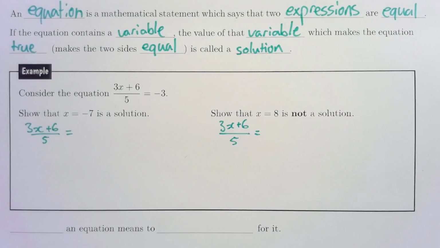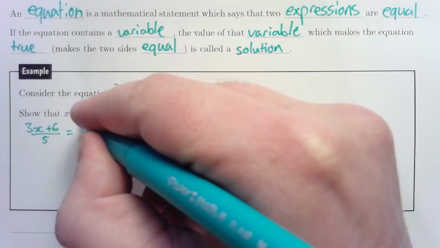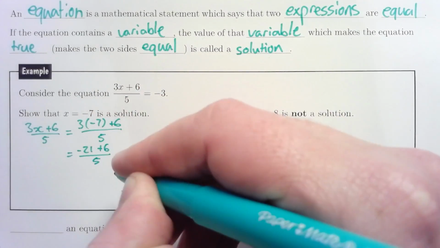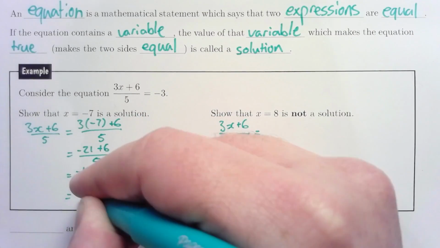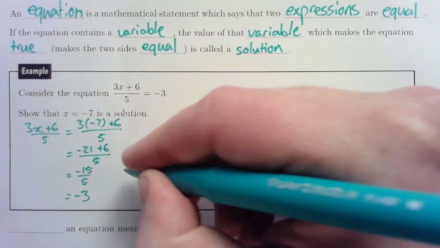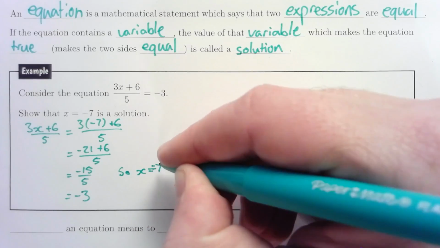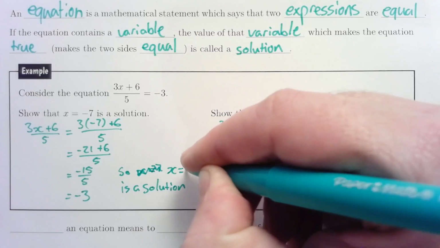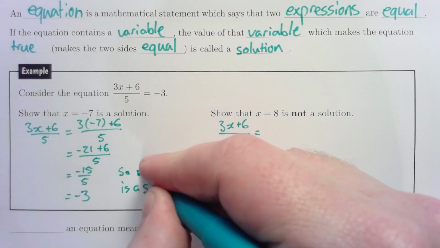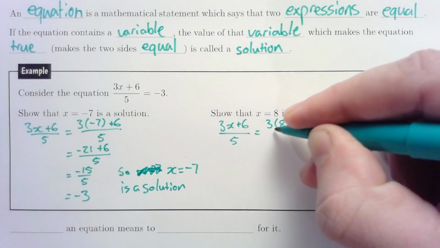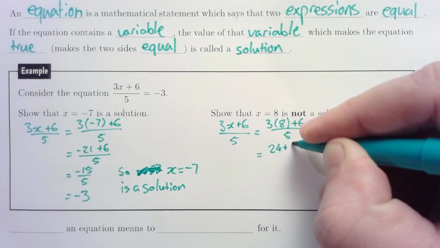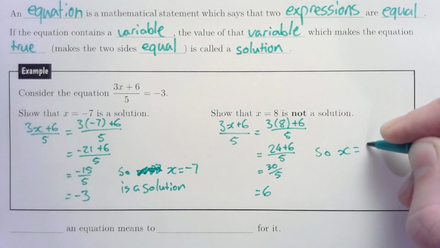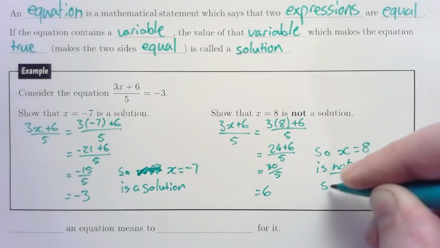Now the question suggests that x equals negative 7 is a solution. We can check this by substituting the value negative 7 for x into our equation. So if we do this on the left-hand side, we find that we get the value negative 3. Now the equation says that this equals negative 3, so this does make the equation true. So x equals negative 7 is a solution. We can also try substituting a different value, such as x equals 8. If we do this, we find that the left-hand side of the equation is equal to 6 instead of negative 3. This does not make the equation true, so x equals 8 is not a solution to the equation.